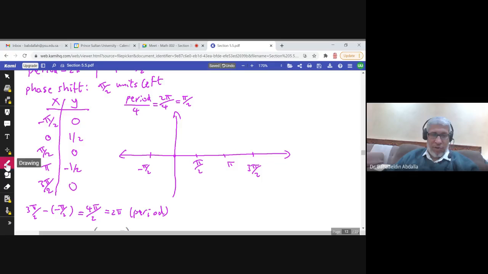Okay, 5 key points. Here we have 0, here 0, the middle, and here beginning and middle. Here maximum, and maximum is half. Well, minimum is negative half. So the maximum is half, the minimum is negative half, and we connect these points together, and this is the graph of this function.